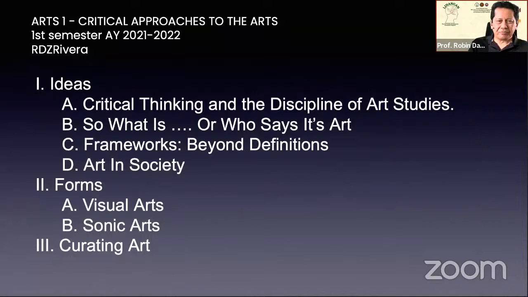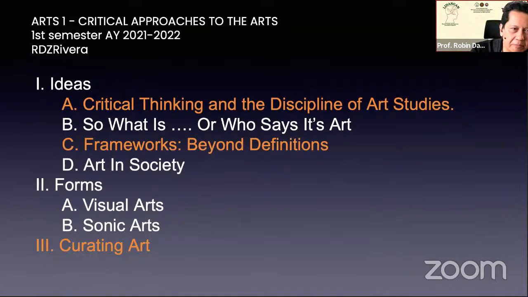Then I go into forms, so I differentiate between the visual arts and the sonic arts, and sometimes I can talk about everything in between, because many art forms, for example, like cinema and video, occupy the space between the two. And then finally, the third part of my course involves curating art. I will give a little explanation of how this is done later. But today I will focus on three components of my syllabus: critical thinking and the discipline of art studies, frameworks, and curating art. So let's begin.